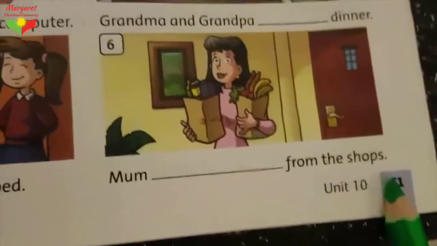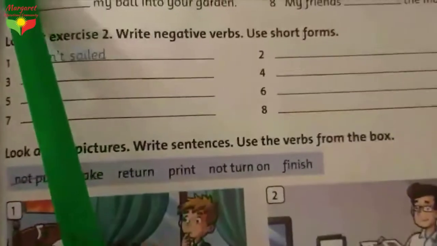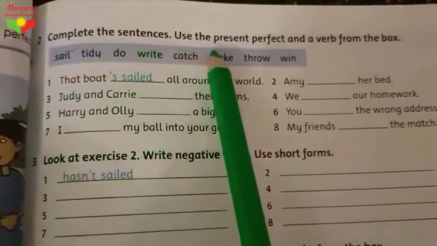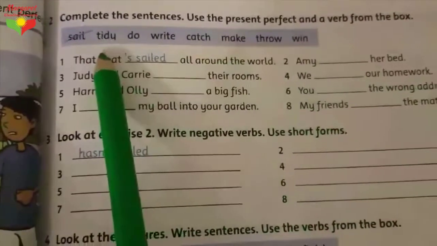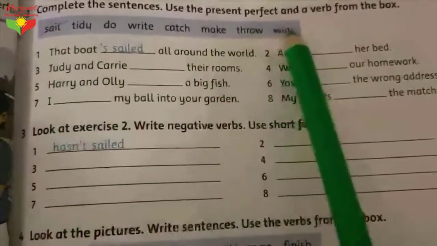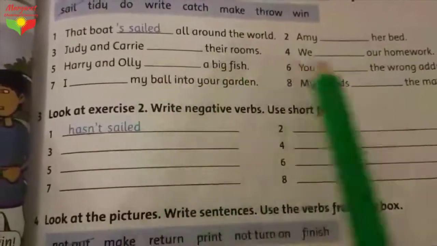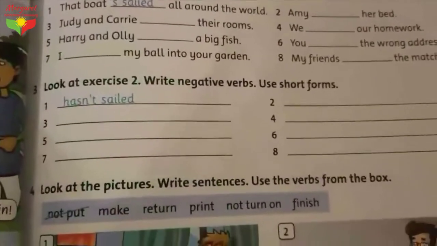Okay, now move to the next page, which is page 51. Here we have this exercise. Exercise number 2 says complete the sentences, use the present perfect and verbs from the box. Here we have this box and we have these verbs. You have to use these verbs to complete these sentences, to fill these blanks. Okay, and it depends on their meaning, of course.